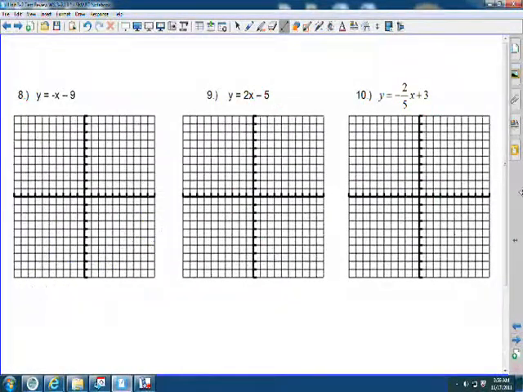Number 8. I'm going to plot my y-intercept, which is negative 9. My slope is negative x, which is negative 1. You put that over 1. It tells you to go down 1 and to the right 1. Well, I go down 1 to the right 1. It helps me, but I can't go any farther, so I need to go backwards. I'm going to go up 1 to the left 1, up 1 to the left 1, up 1 to the left 1, and I'm going to draw my line.